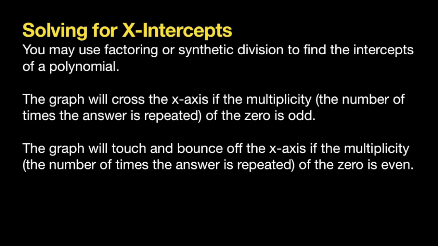But if it's even, for example, if your answer is x is equal to 4 and 4, we say that the multiplicity in this case is 4 with multiplicity 2. So in these cases, instead of crossing at the axis, it's going to actually bounce. So it's just going to touch and go back to the direction it came from.